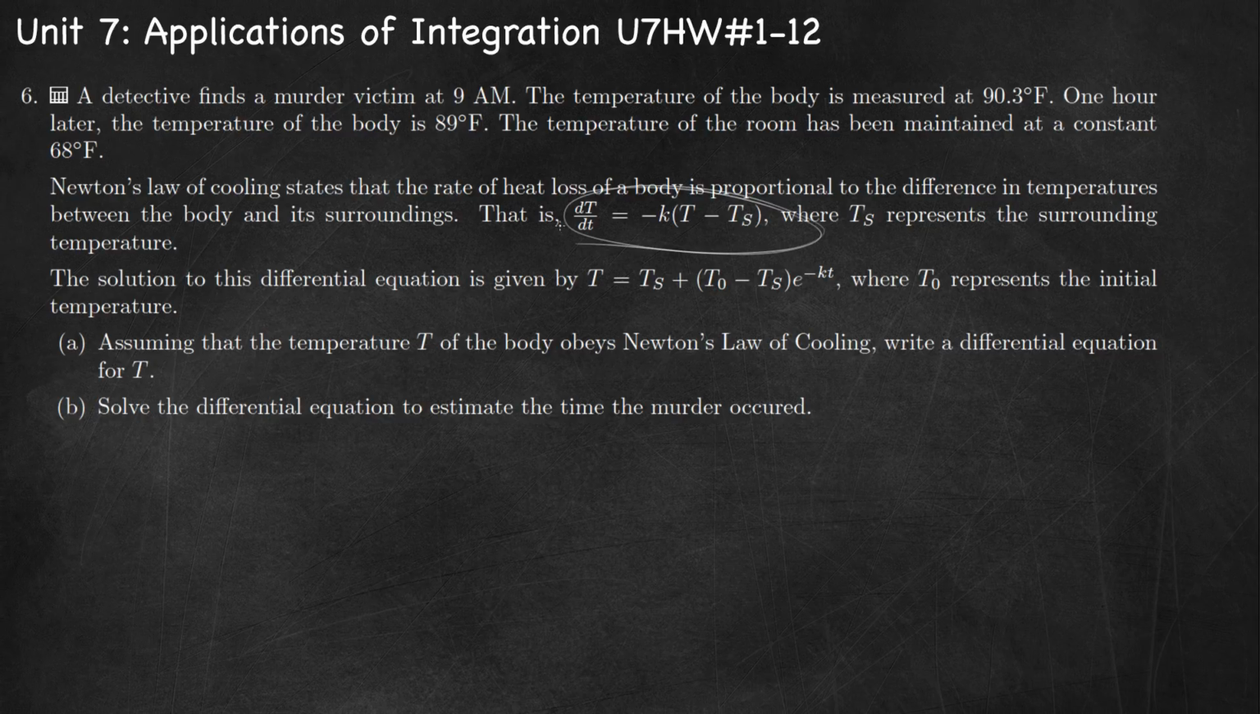Okay, so we can use this as a guide. Our differential equation is going to be d temperature over d time, dT over dt, equals negative k times, and then we have T minus T sub s. So T is the temperature at time t, minus the surrounding temperature, that would be the room temperature. It tells us that the room has been maintained at 68 degrees Fahrenheit, so T minus 68. Part B wants us to solve this differential equation to estimate the time the murder occurred. So we're trying to solve for little t.